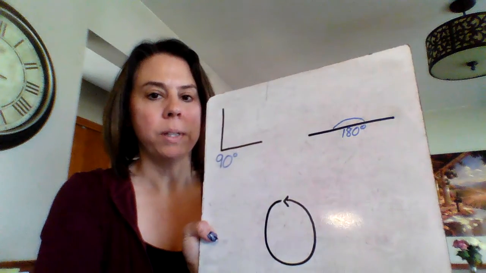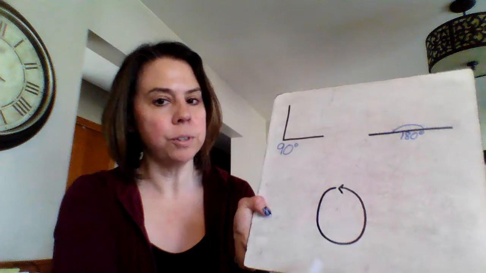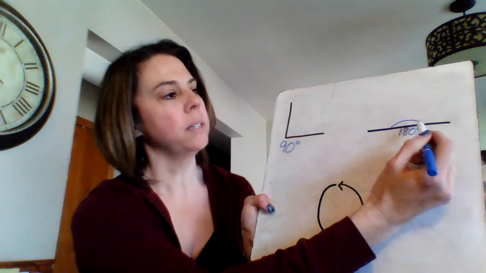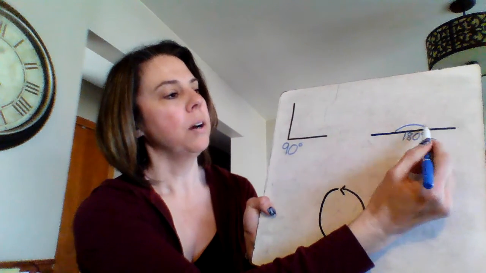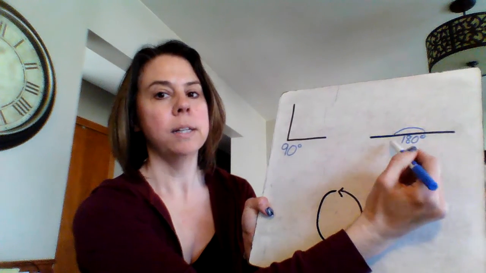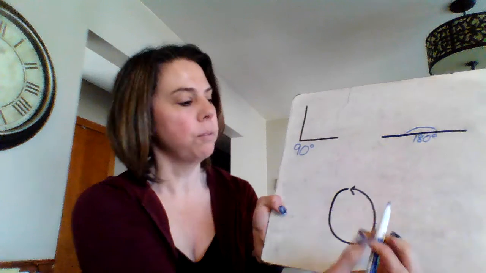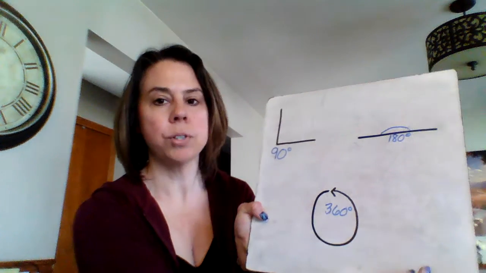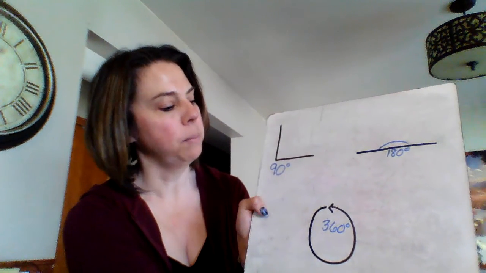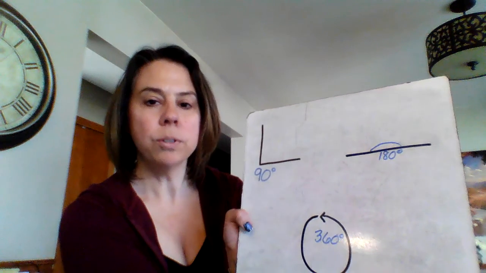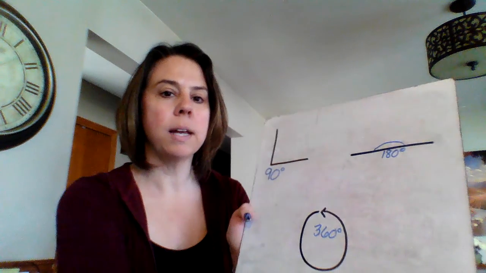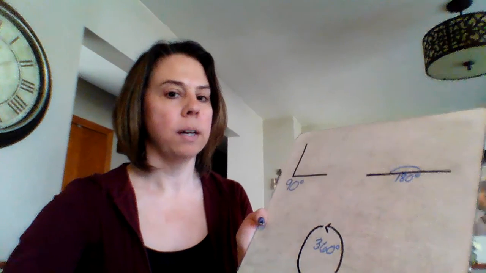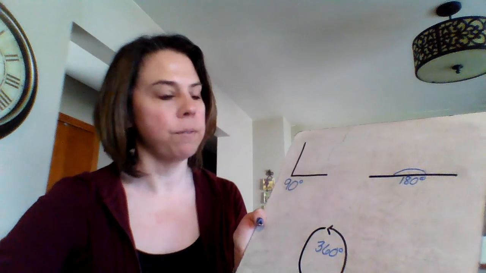And the last benchmark that we use a little bit is a full circle. Basically, if we took our one line and continued around, that would be a full circle, and that would be 360 degrees. So those are our three main benchmarks. Now we can use this to estimate or determine closely the measures of other angles.